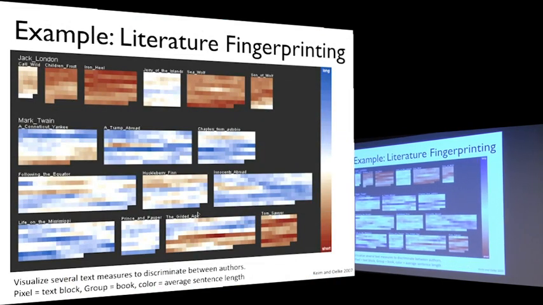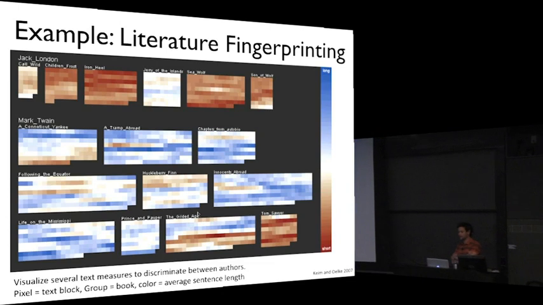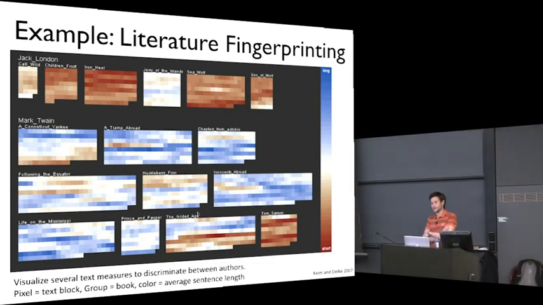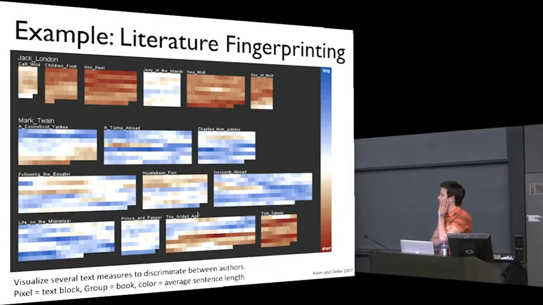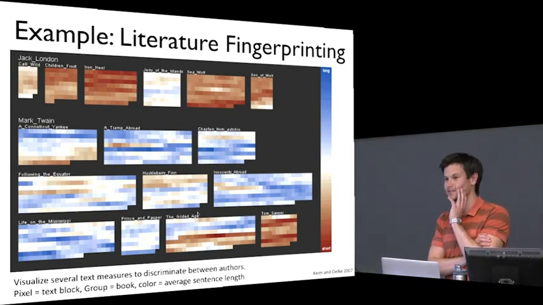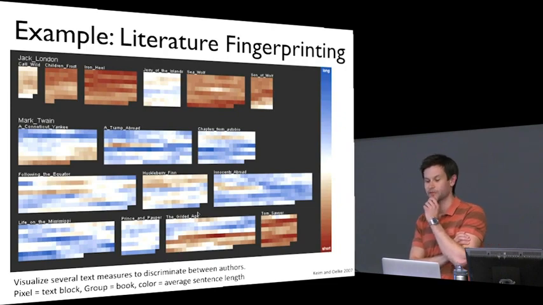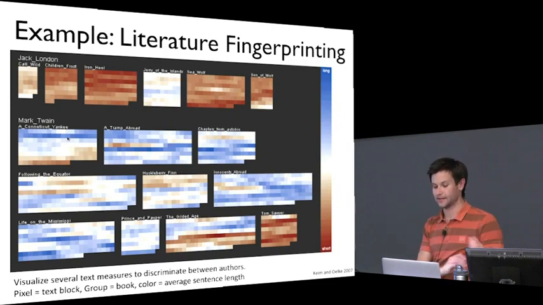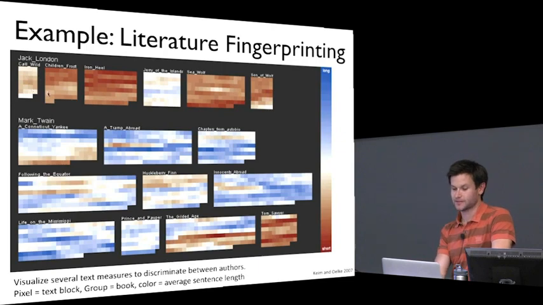And here are some examples that I really like a lot in text visualization. This particular example is about summarizing some features in books. And it's called literature fingerprinting. The idea is that, for instance, here every book is one heat map. So we have books written by Jack London and books written by Mark Twain.